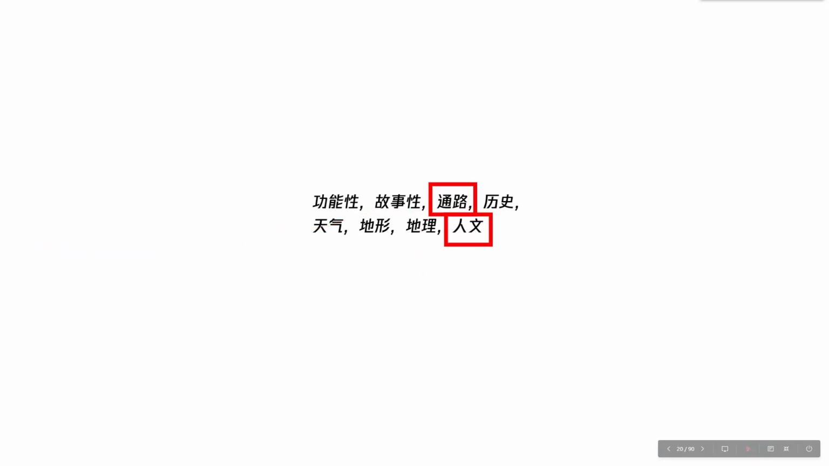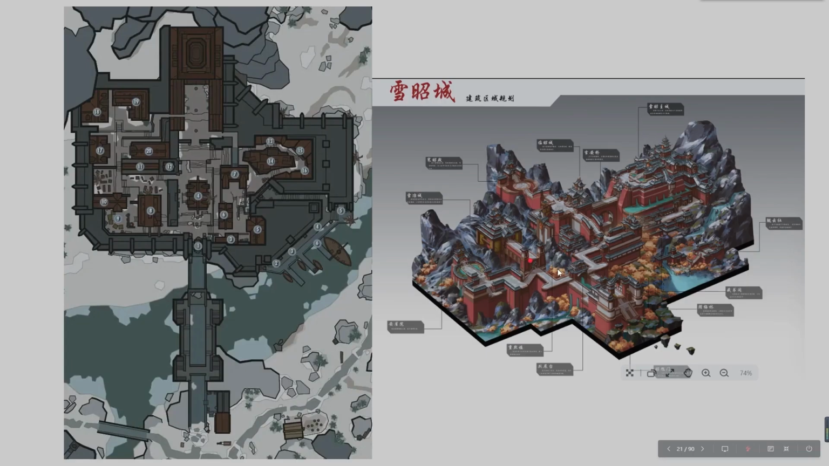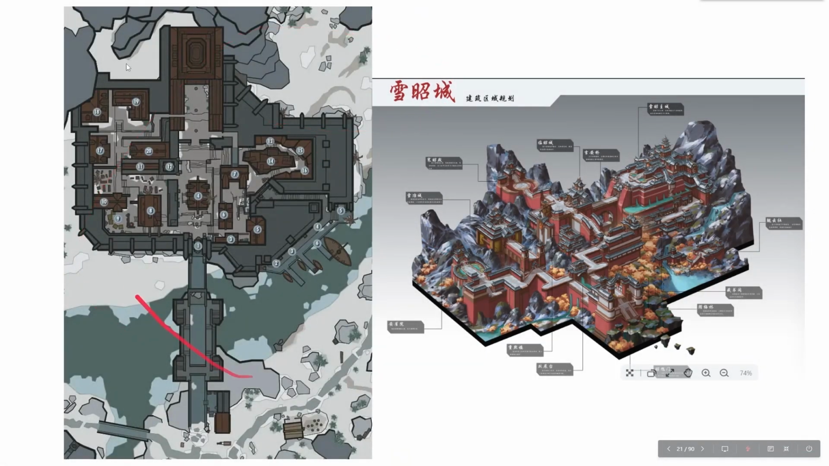So let's sort out this planning map. I think there are several elements that we have to pay attention to: the functionality, the narrative, roles, history, weather, topographic, geometry, and cultural. So let's take the roles and culture first. Take a look at this map planning.